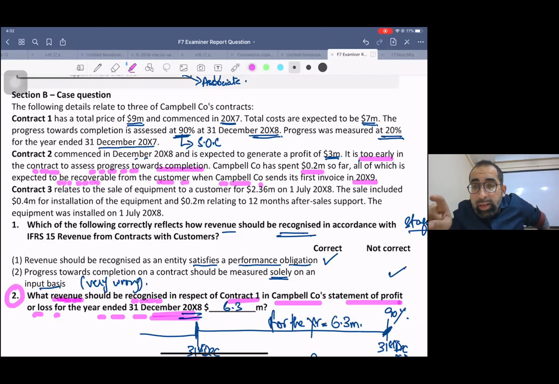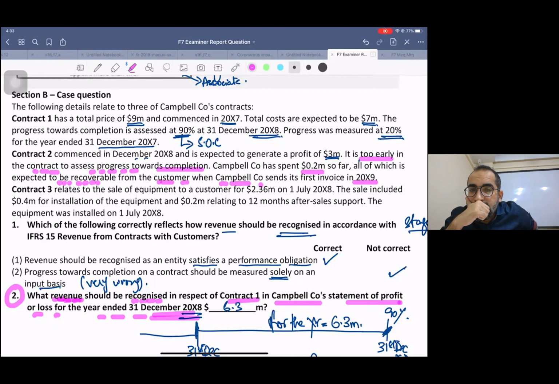It is recoverable, and we are in 2008. But we will receive this amount next year. Use your brain. Not yet received. This 0.2 million is not in our pocket. It's your receivable. Because when you send the invoice next year, then they'll pay you, right?